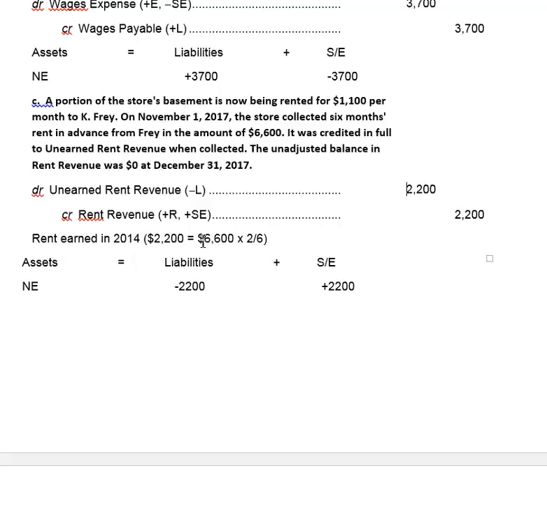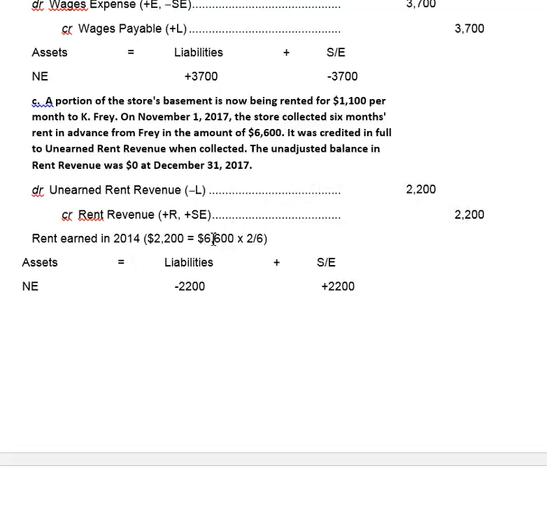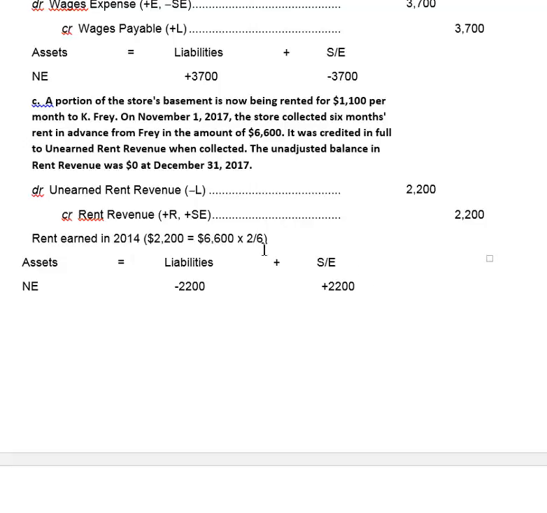How do we know? Well, if we received $6,600 from Fry, our tenant, on November the 1st, and we've provided tenancy for 2 months of those 6 months, because don't forget that $6,600 represents 6 months rent, but we've now earned 2 months of it. So what does that mean? We're going to have to draw down on that liability by $6,600 times 2 over 6, or times 1 over 3 if you want to reduce the fraction. That's going to give you $2,200.